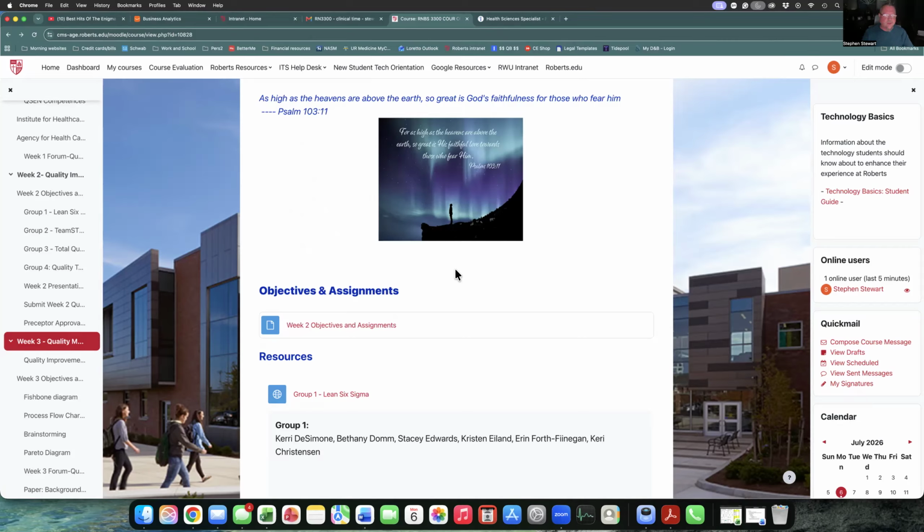So if you see it that way, not just as drudgery, but as something that you can actually take to your work setting and affect the lives of others. You can affect patient outcomes with the work that you do in this and your capstone courses, and all of your courses actually here at Roberts.